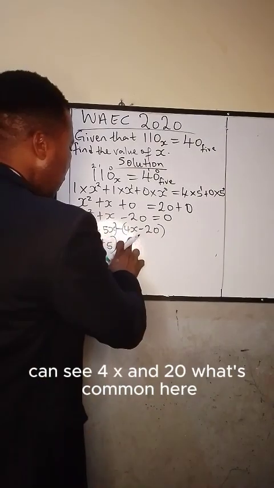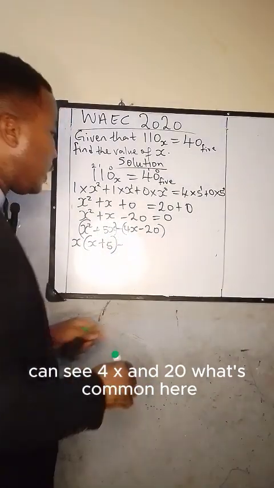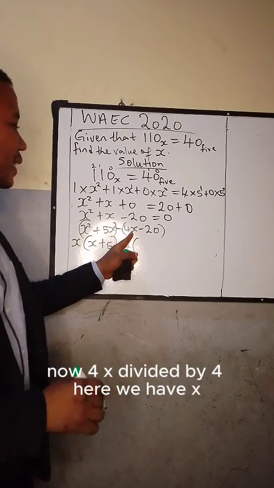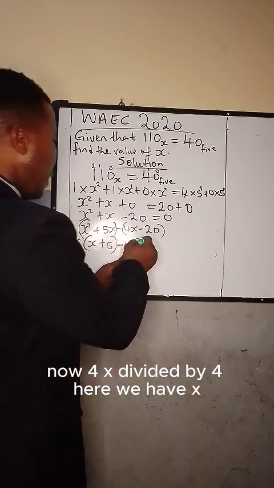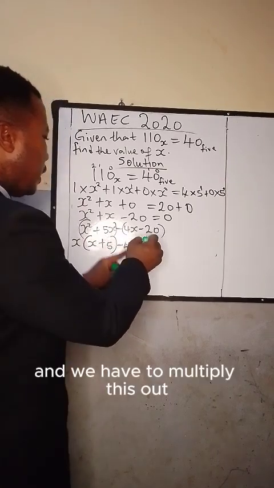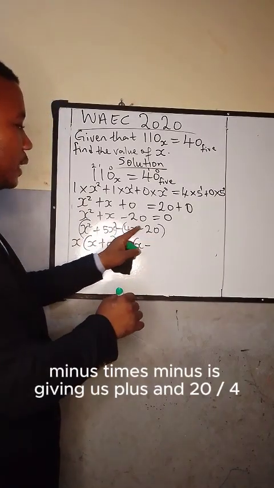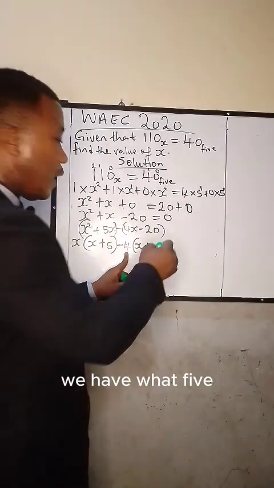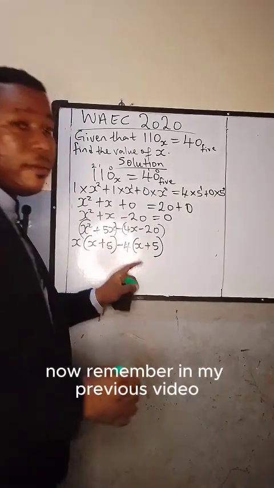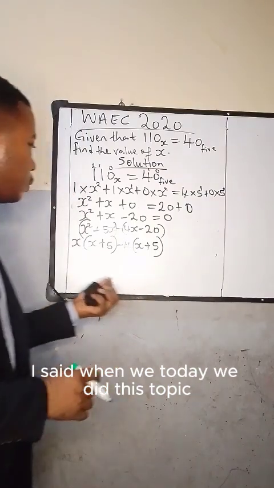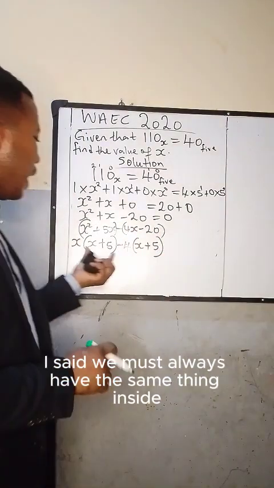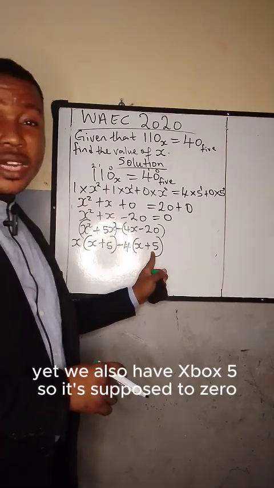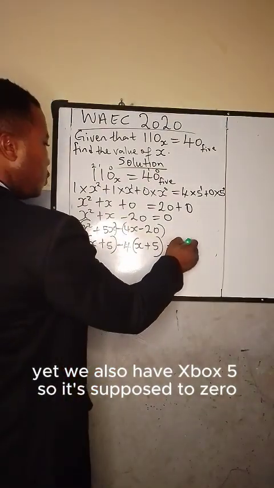What's common here? You can see 4x and 20. 4 is actually common here. Now 4x divided by 4, here we have x. And we have to multiply this out. Minus times minus is giving us plus. And 20 divided by 4, we have 5. Now remember, in my previous video, when we did this topic, I said we must always have the same thing inside this bracket. You can see x plus 5 here, we also have x plus 5. So it's equal to 0.